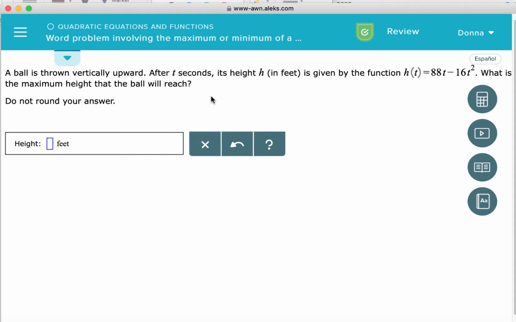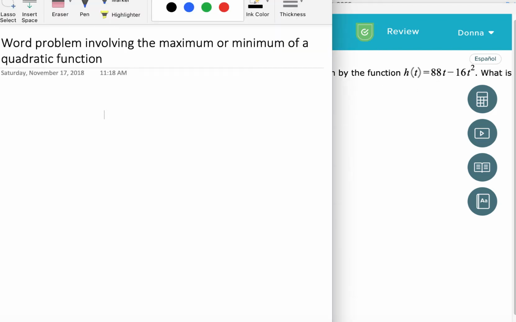So I'm going to use OneNote to capture how we would do this problem. We notice that we have 88t minus 16t squared equal to h of t. This leading coefficient of negative 16, because it's the coefficient of t squared, lets us know that it's going to be opening downward. We also know that it's a parabola because it's quadratic, t squared. So I'm going to open up OneNote to graph that.